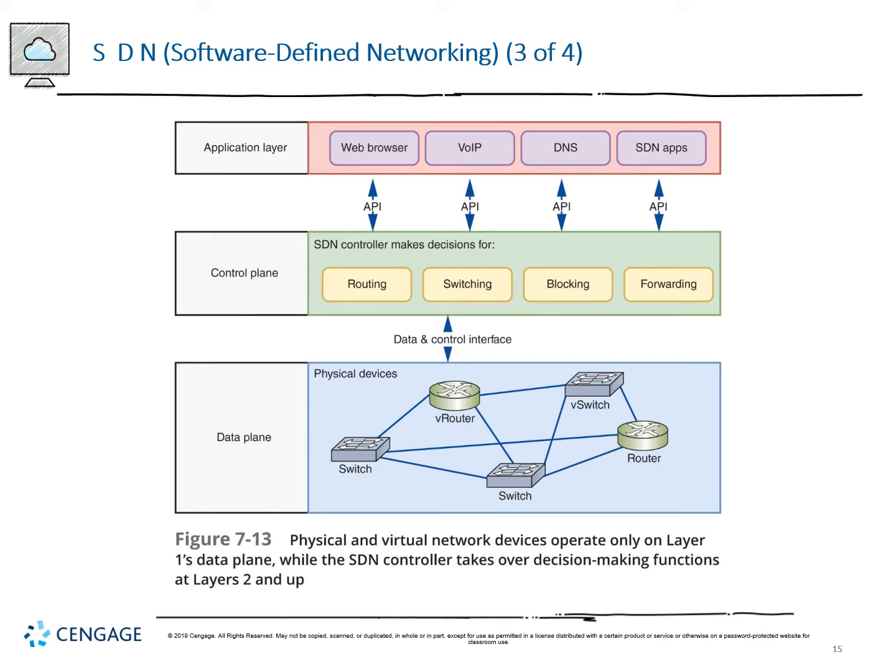Here we see the way that the SDN controller operates in decision making from the application layer, so that's up at layer 7, as you recall. The API, which is the structured programming interface, allows us to pass things down to the control plane of the SDN controller. This is where all of our routing, switching, blocking, and forwarding will take place, and then the data and control interface will pass things down to layer 1. That's where we would have our virtual switch, router, or physical devices.